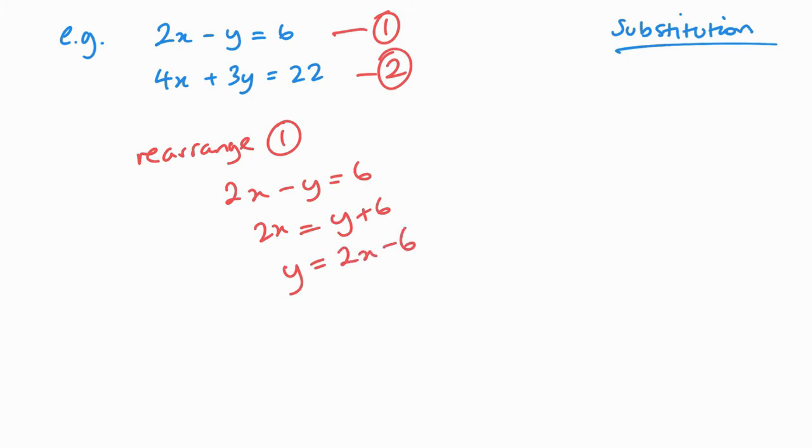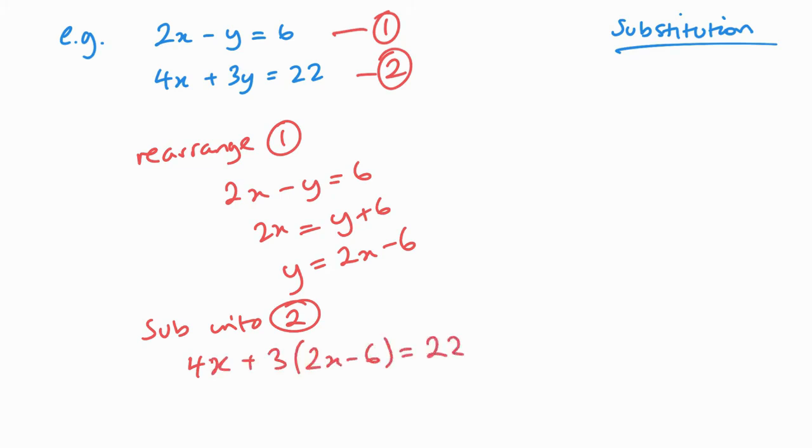Now I'm going to substitute this into my equation 2, my other equation. So that means I've got 4x plus 3, and now instead of y, I've got 2x minus 6, and that equals 22. So expand my brackets: 4x plus 6x minus 18 equals 22.